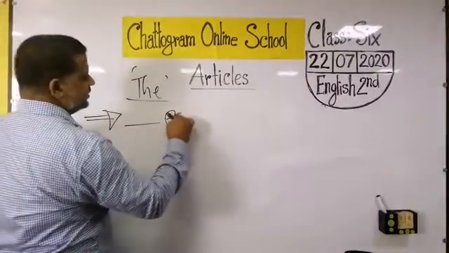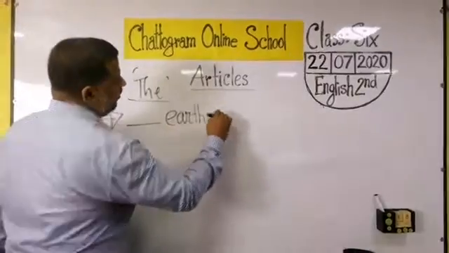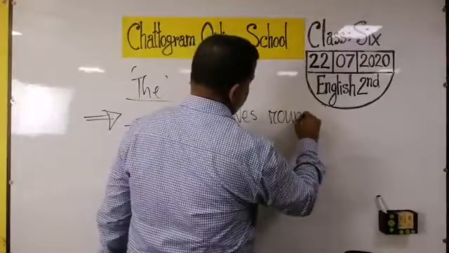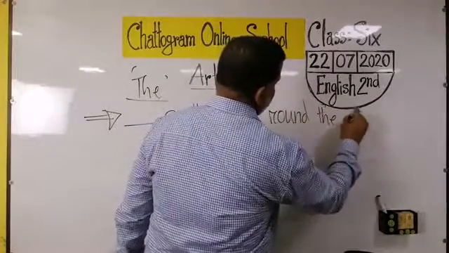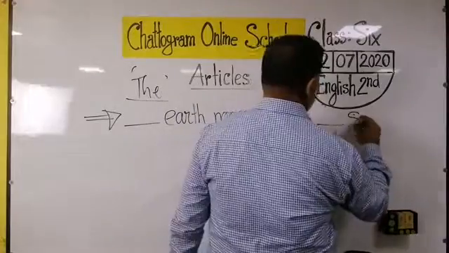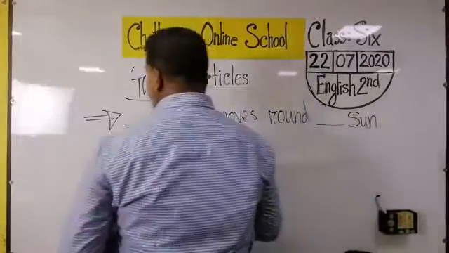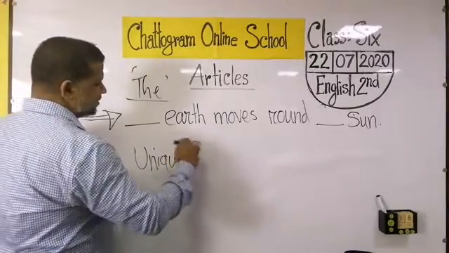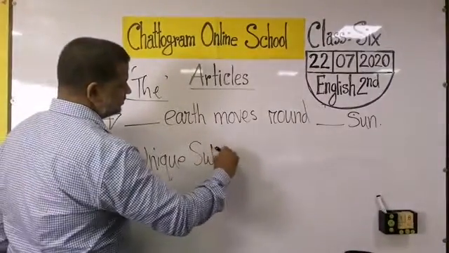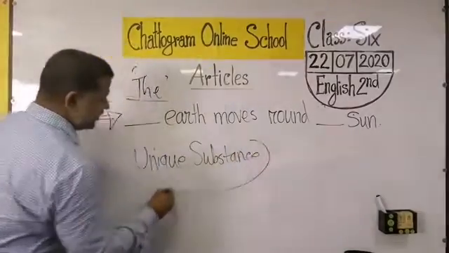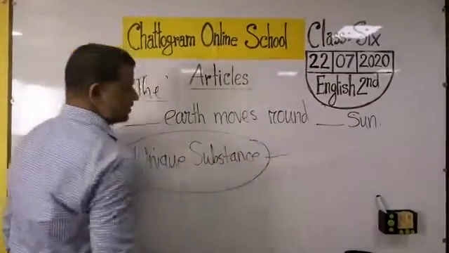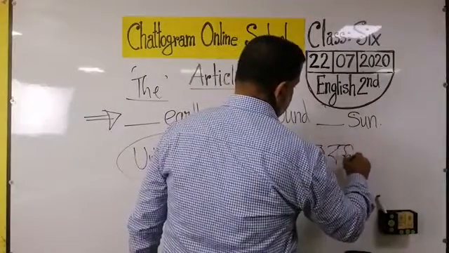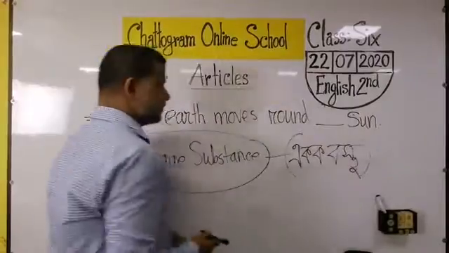Look at another example. Dash earth moves round the sun. Round dash sun. Dear students, do you know about unique substance? Do you know about unique substance? It means ekok bostu, ekok bostu.